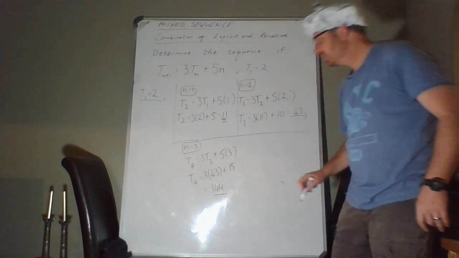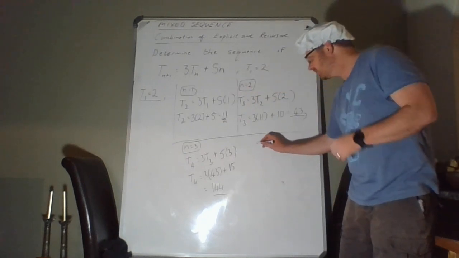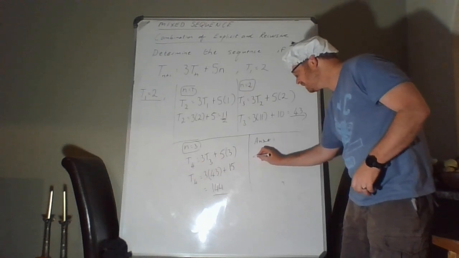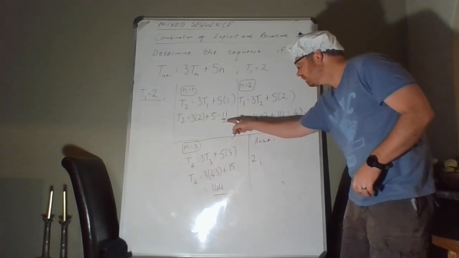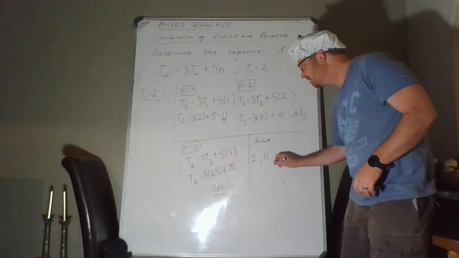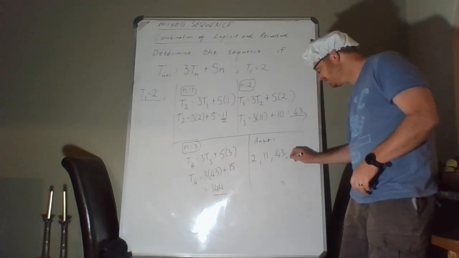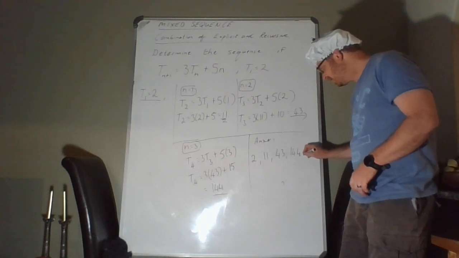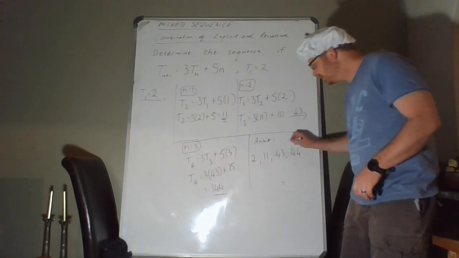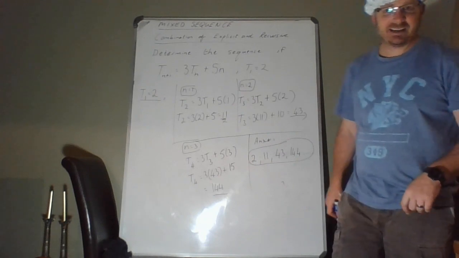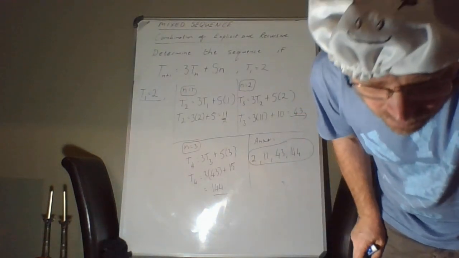So the question was, go write down the sequence. The question said generate the sequence. So your final answer is going to be 2, the first term, then 2, 11, 43, 144, and all that's left to do is to tell you what you're going to be doing on your own, but get that work of art down.